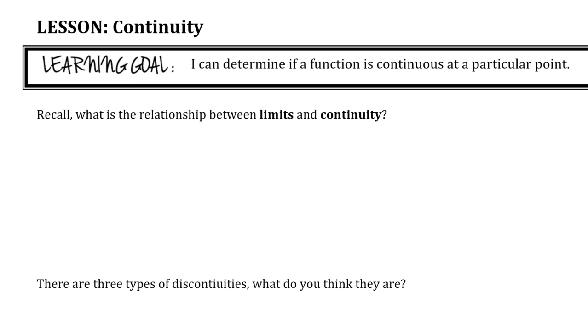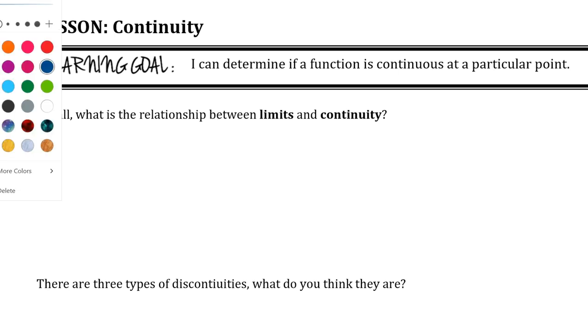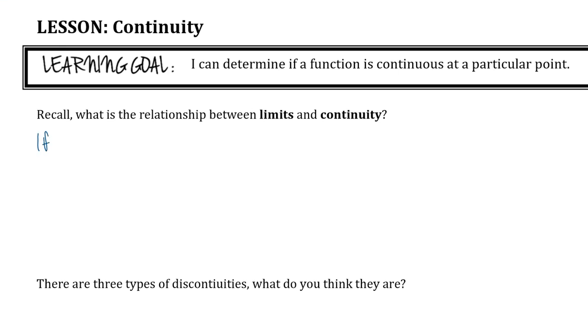Good. Okay, so I'm going to say it this way. If the limit is equal to the y value of the function at that x value, or instead of y value, I'm going to call it the function value. This is the natural language way of saying it, right? We already wrote down the definition before. We're going to do it again in a minute.